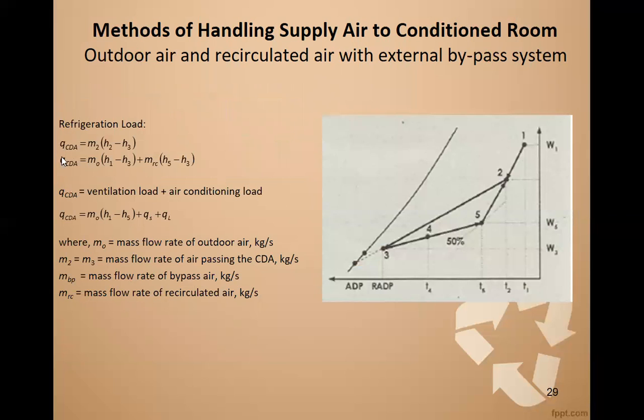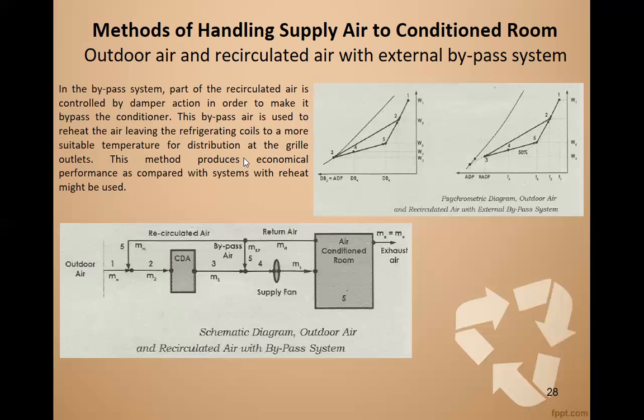So the refrigeration load of the CDA is equal to M sub 2 times H sub 2 minus H sub 3, or M sub O times H sub 1 minus H sub 3 plus M sub RC, the recirculation, times H sub 5 minus H sub 3. RC. Ito. Ito naman yung return air, recirculated RC. Then ito yung bypass.